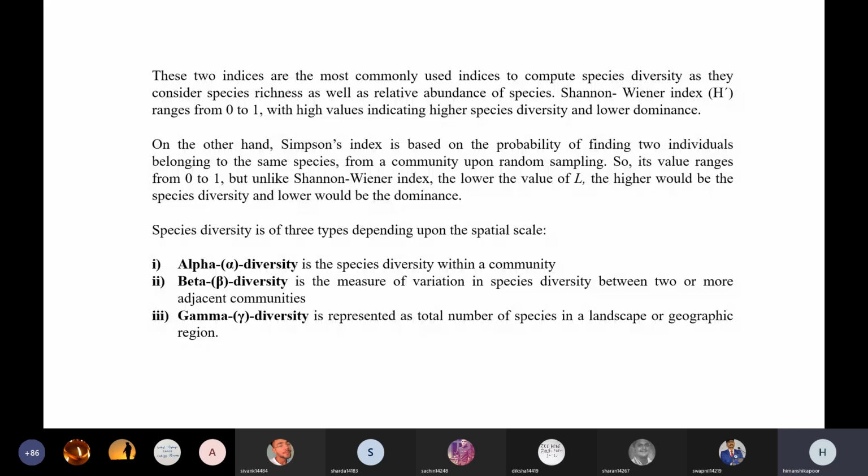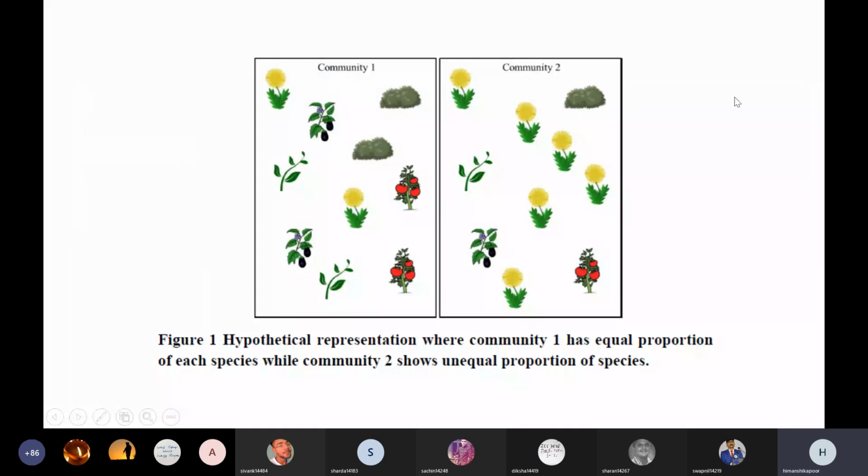Now, do you see lower dominance also? There is one term. When the value of the index is high, there is higher species diversity and there is lower dominance. What do you understand by the term lower dominance? I think evenly distributed. So no one species is that abundant. That is why it is known as lower dominance. Okay.